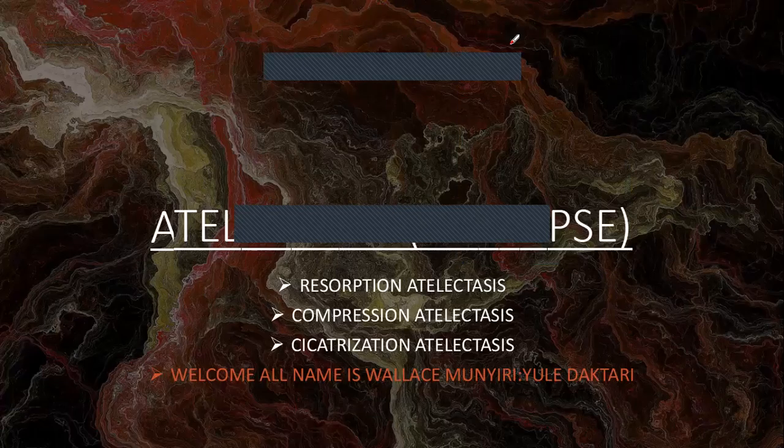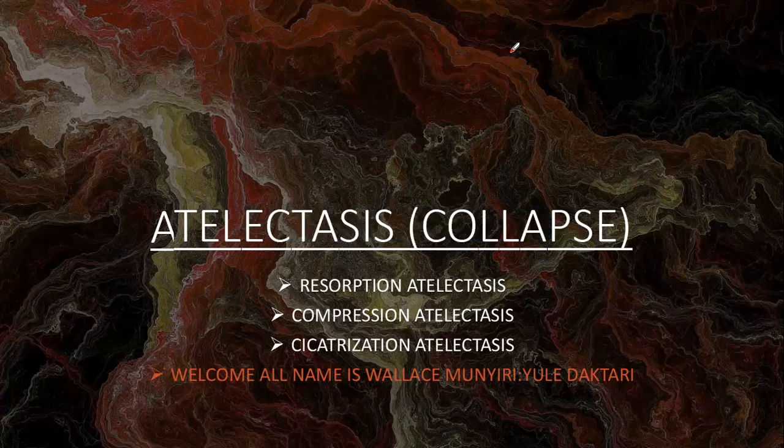In today's session, we'll be discussing atelectasis, which is just a fancy name for saying your lungs have collapsed. Now, we look at the three forms of atelectasis: resorption atelectasis, compression atelectasis, and contraction, or cicatrization, atelectasis.